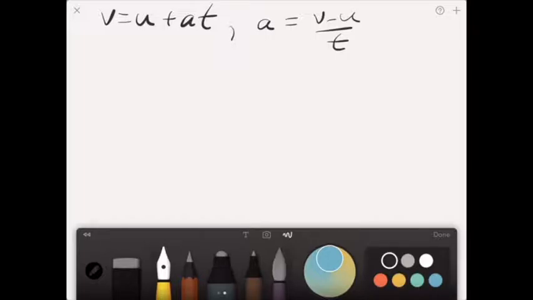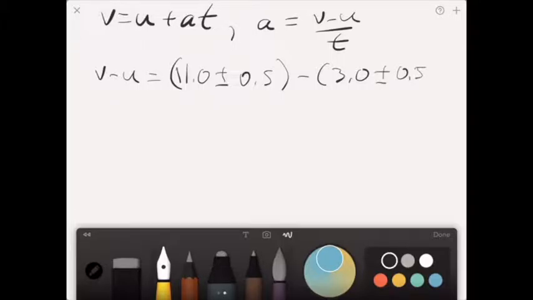so it's in a bracket. So we have V minus U equals 11.0 plus or minus 0.5, and we're subtracting 3.0 plus or minus 0.5. Now, 11 minus 3 is certainly 8. You're going to want to put 8.0, but don't, because if you look ahead, 0.5 and 0.5 is 1, so we get plus or minus 1 for the uncertainty.